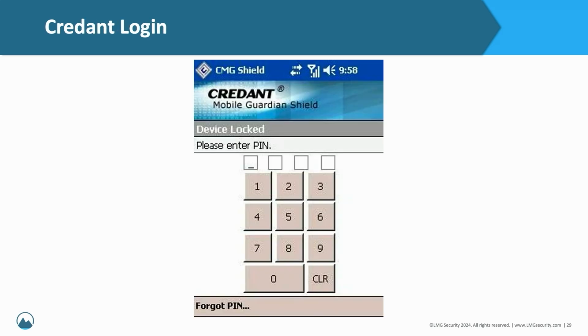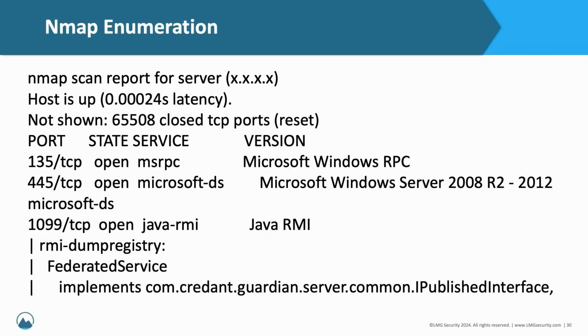The next example we've got was a Credent login, the Mobile Guardian Shield. I'm not exactly sure what this thing is. I don't know if it was a mobile device management of some sort, but it was some kind of software that was installed on this client network that when we scanned the host, it was running a web service for whatever this Credent tool was, but it also had a Java Remote Method Invocation port open, so port 1099.